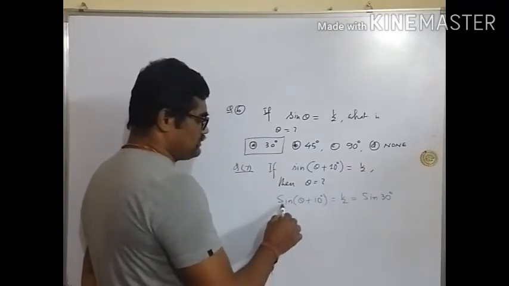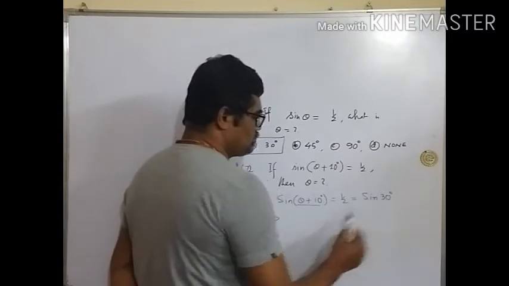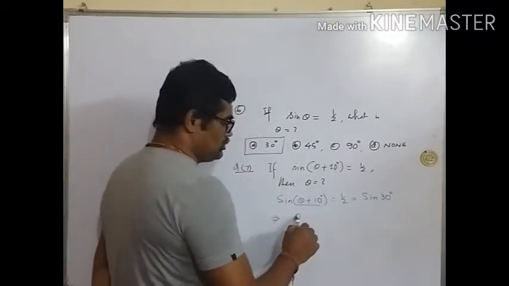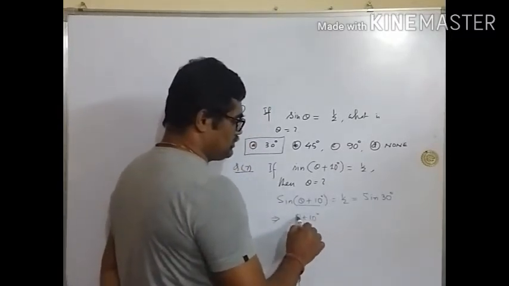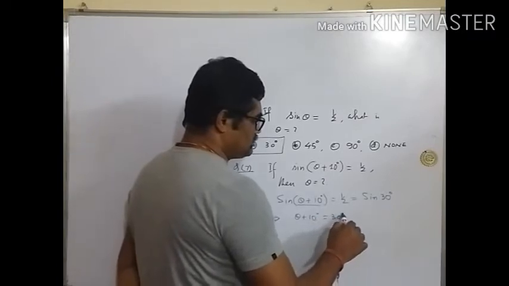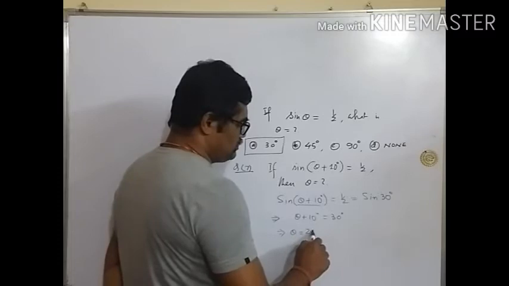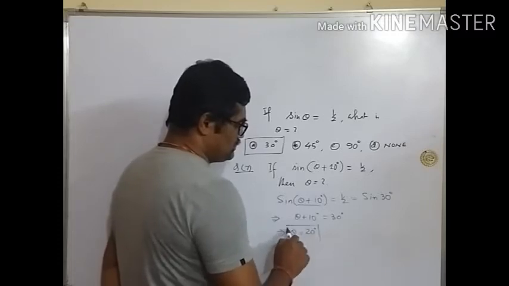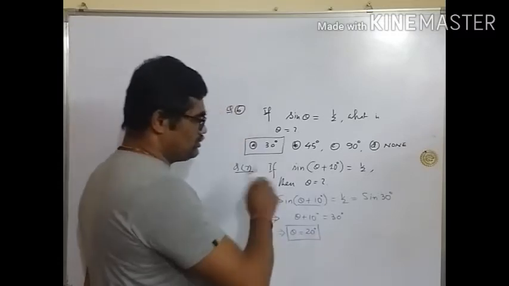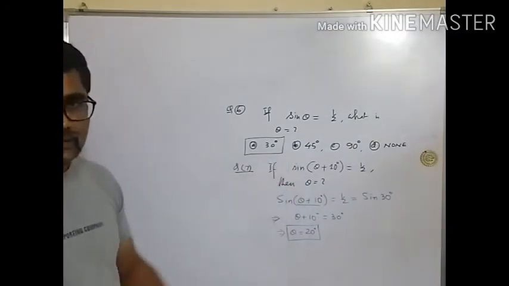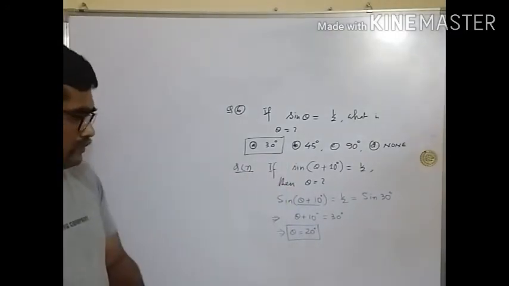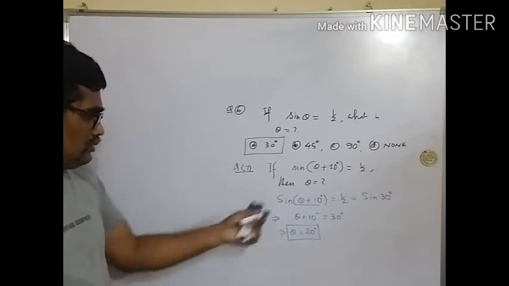Now if sine of this value is equal to sine of this value, we'll be getting theta plus 10 degree equals 30 degree, and then theta will be equal to 20 degree. So whatever 20 degree option will be there, I did not write this in the options. You will identify that.